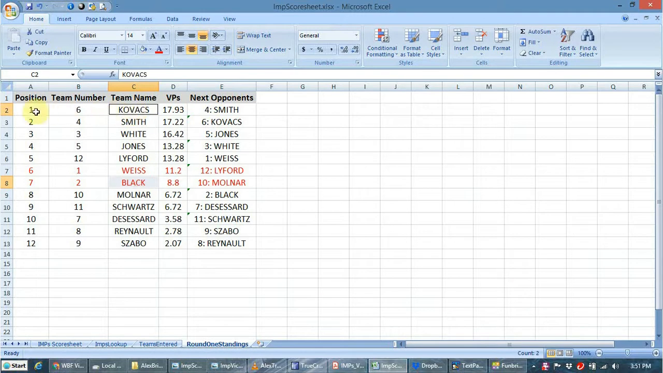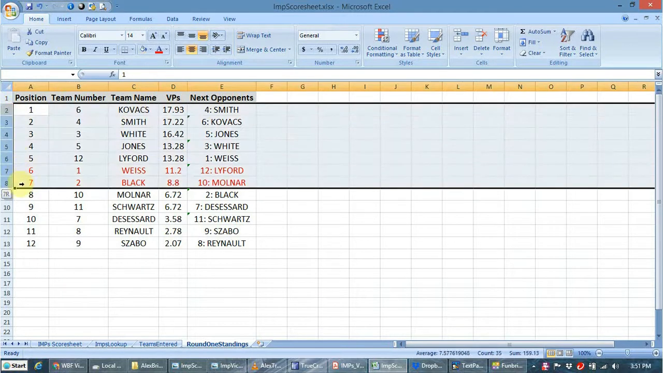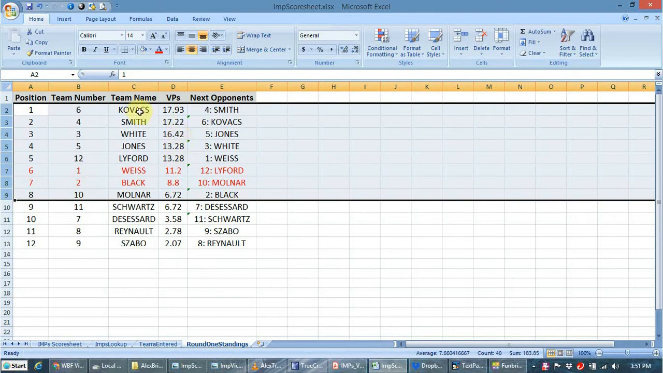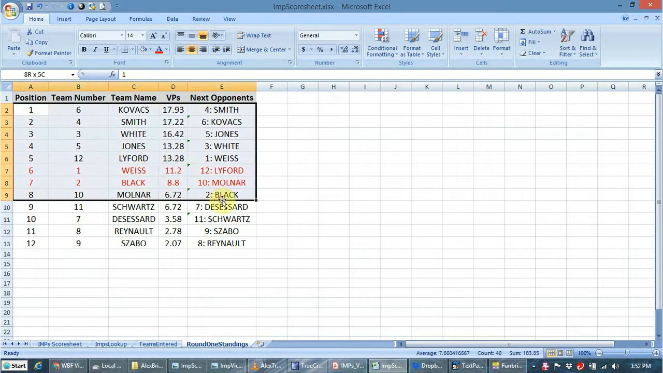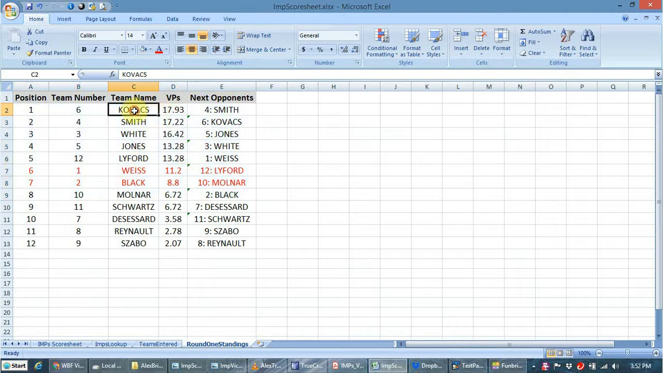Maybe here, let's say this was a knockout, a world championship or something like that, and Kovacs were leading after the full round robin. They might decide not to play Molnar. They might decide to play Black because they had a big win over Black. Maybe Molnar had been successful against Kovacs in their match. So that's normally how it works. The first team gets to decide their opponents, and the second team gets to decide which one they'd like from the remaining, and so on. So that there's some reward for coming first rather than second or third.